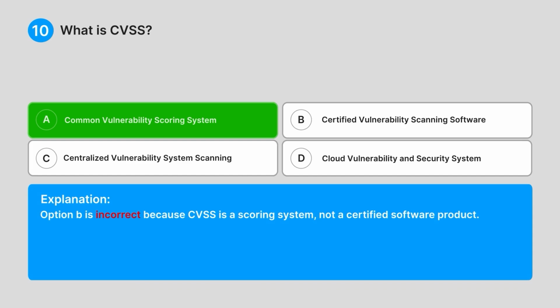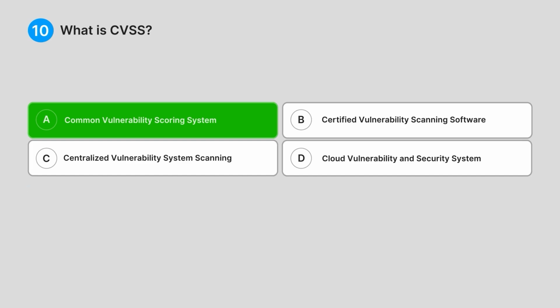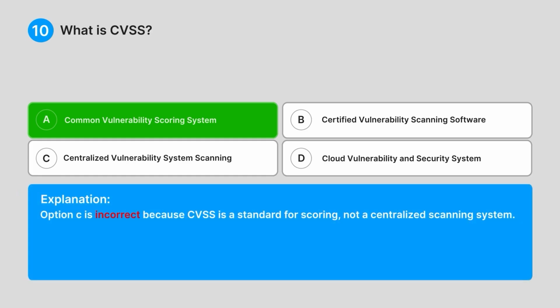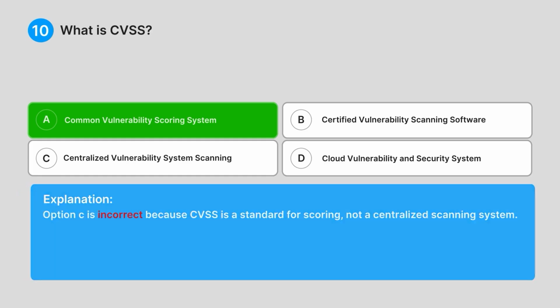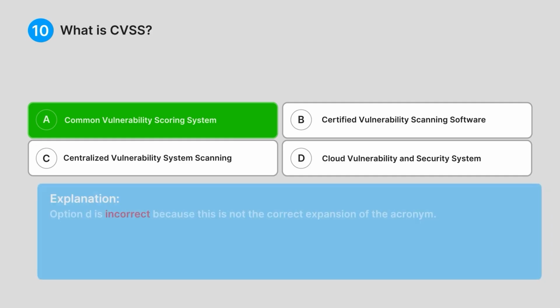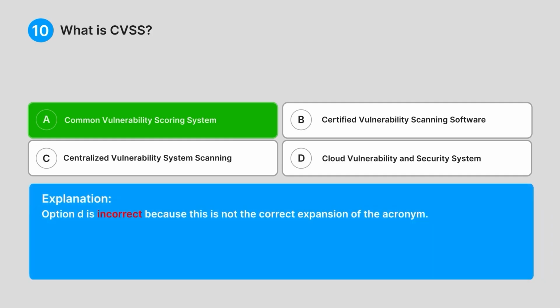Option B is incorrect because CVSS is a scoring system, not a certified software product. Option C is incorrect because CVSS is a standard for scoring, not a centralized scanning system. Option D is incorrect because this is not the correct expansion of the acronym.